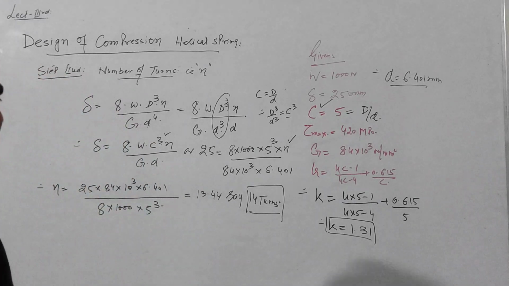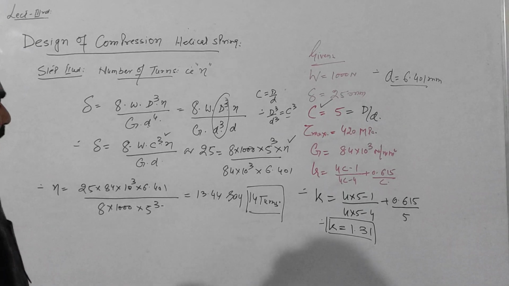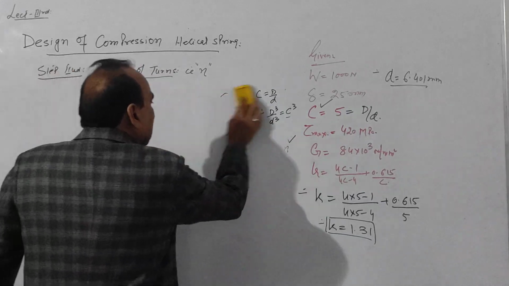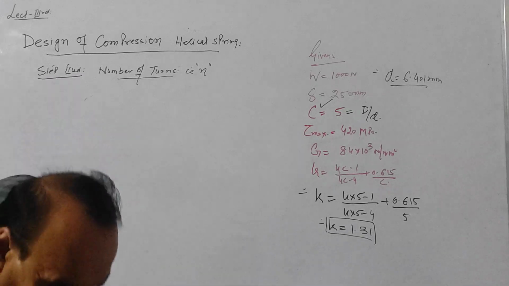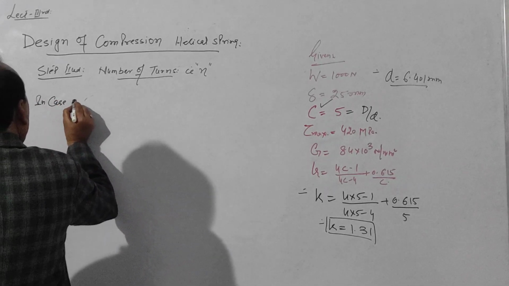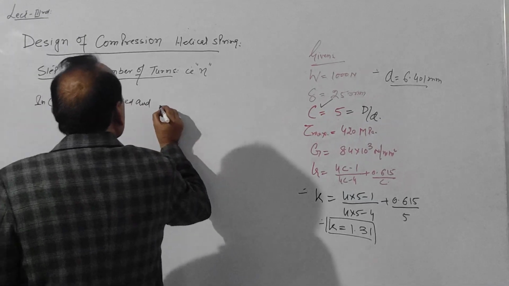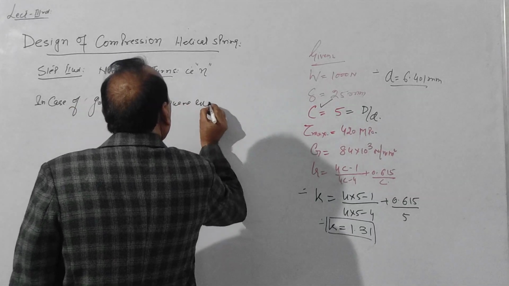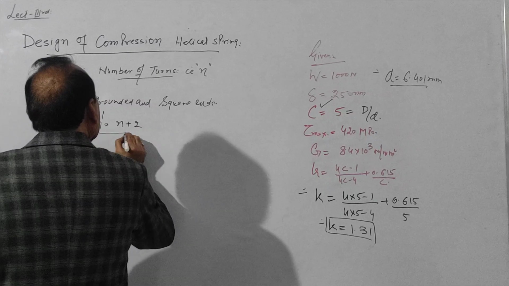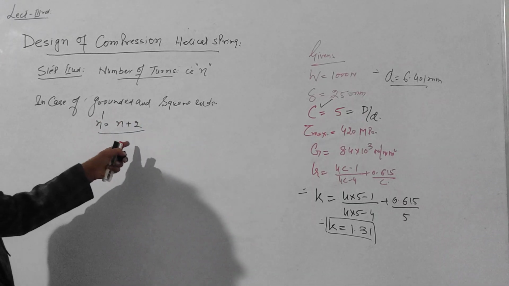So if the ends of the spring are square and grounded, then the number of active turns is 14. So in case of grounded and square ends, n dash is equal to n plus 2, right? You can see that from the data book also. In case of the grounded and the square ends, n dash is equal to n plus 2.